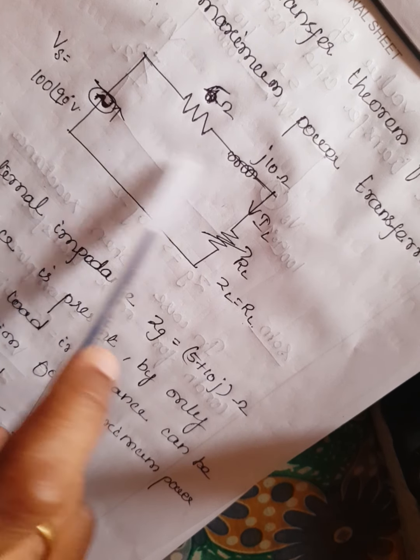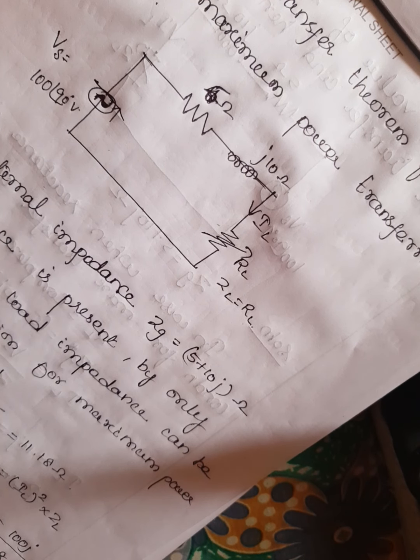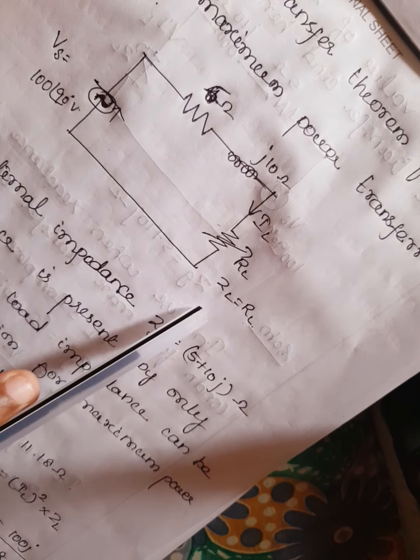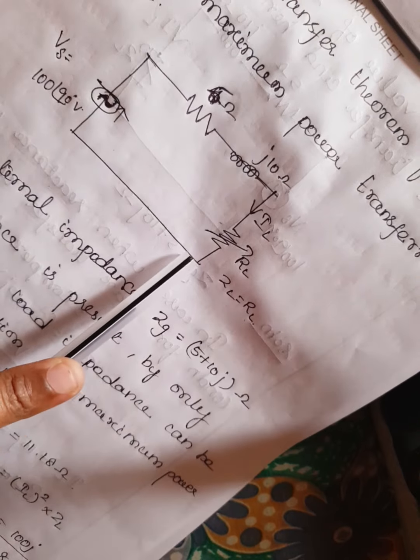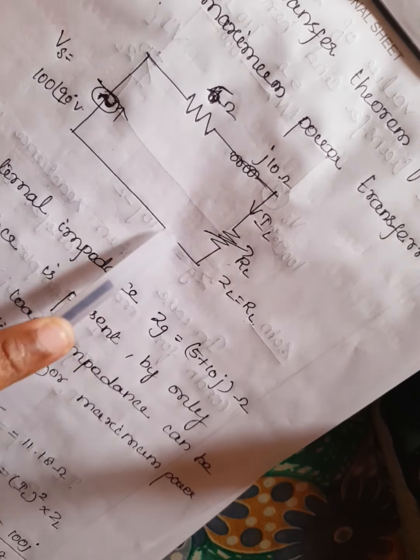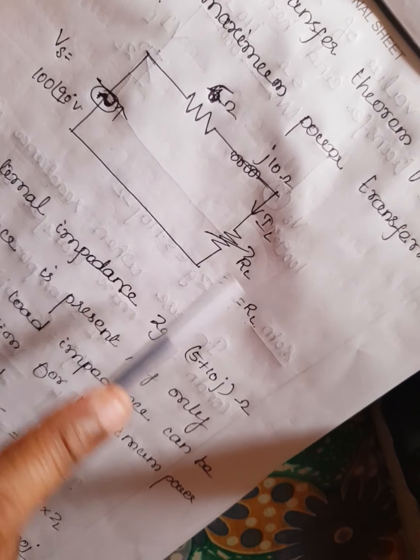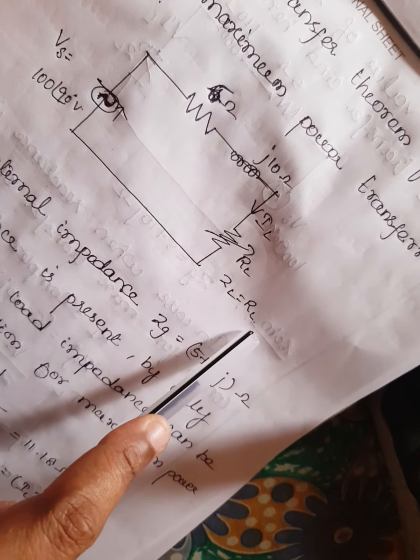So listen, the internal impedance value, and here the reactance value, when the reactance is present. If you see the load impedance, it has only the resistor value, that is impedance is equal to resistor.